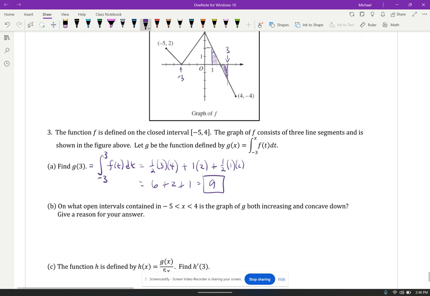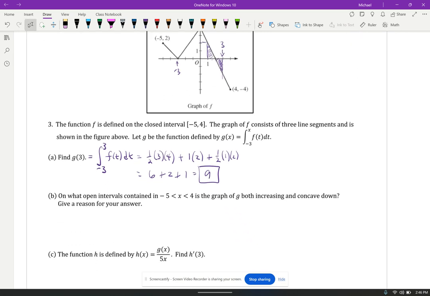Okay, let's do the next one. On what open intervals in the interval from -5 to 4 is the graph of g both increasing and concave down? So that means for this part, I need to know where g prime is positive, and for this part, I need to know where g double prime is negative. So I'm going to have to take the derivative of g twice.